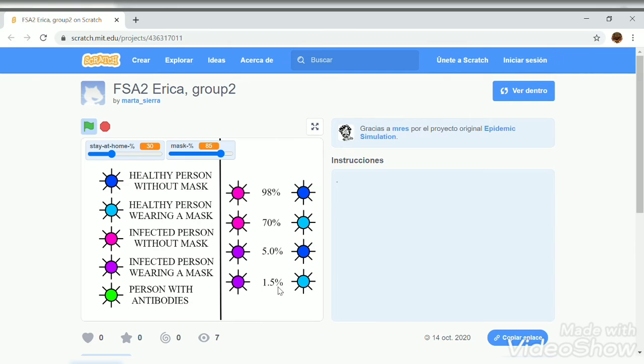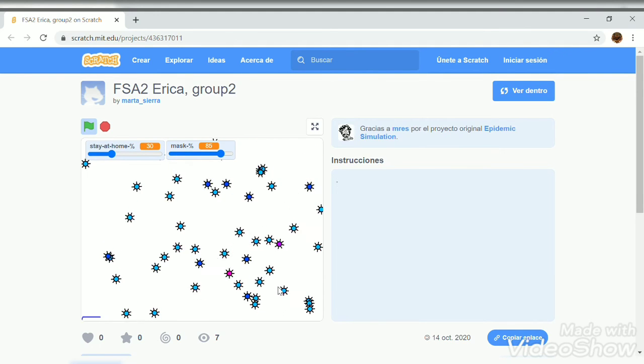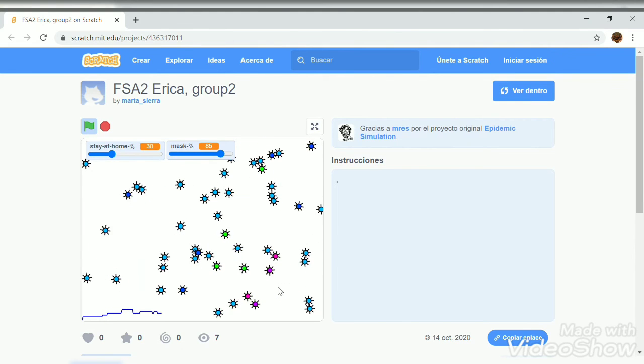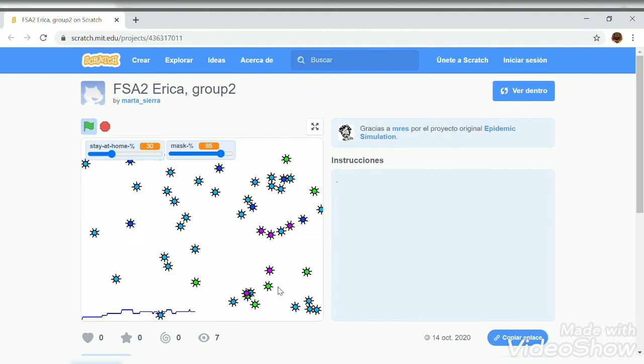For example, a healthy person that doesn't wear a mask can be infected by a sick person that also doesn't wear a mask with a 98% probability. We developed the mask variable because it was a measure that was very important in the management of the virus in Spain, and we wanted to represent it.